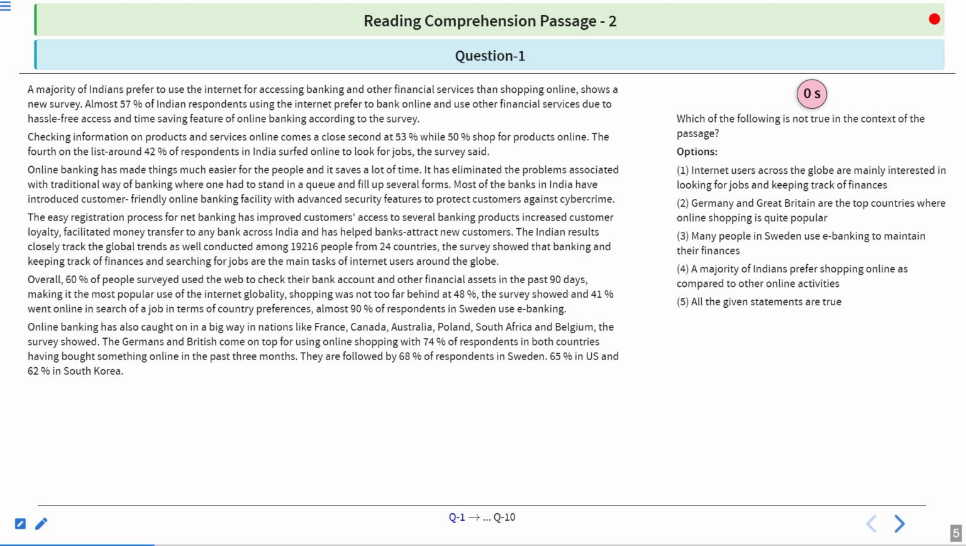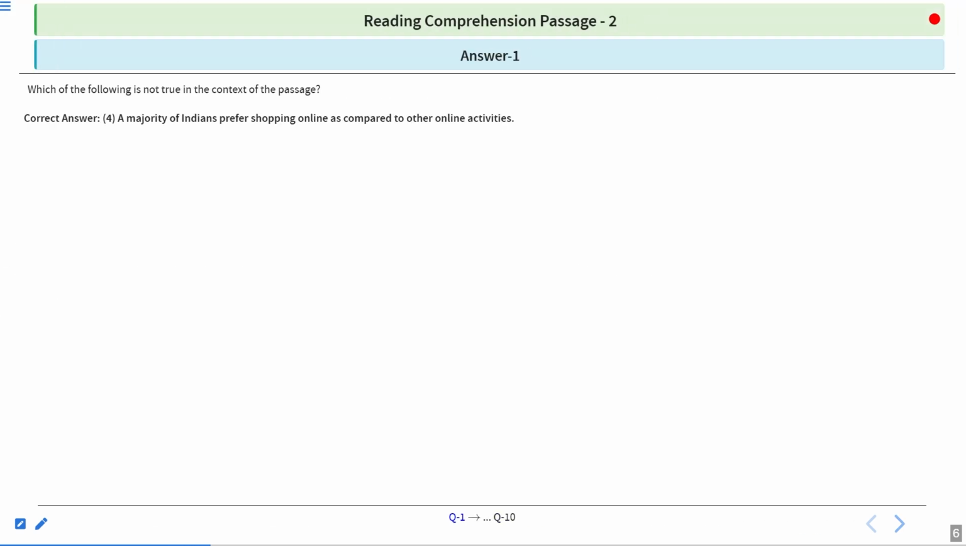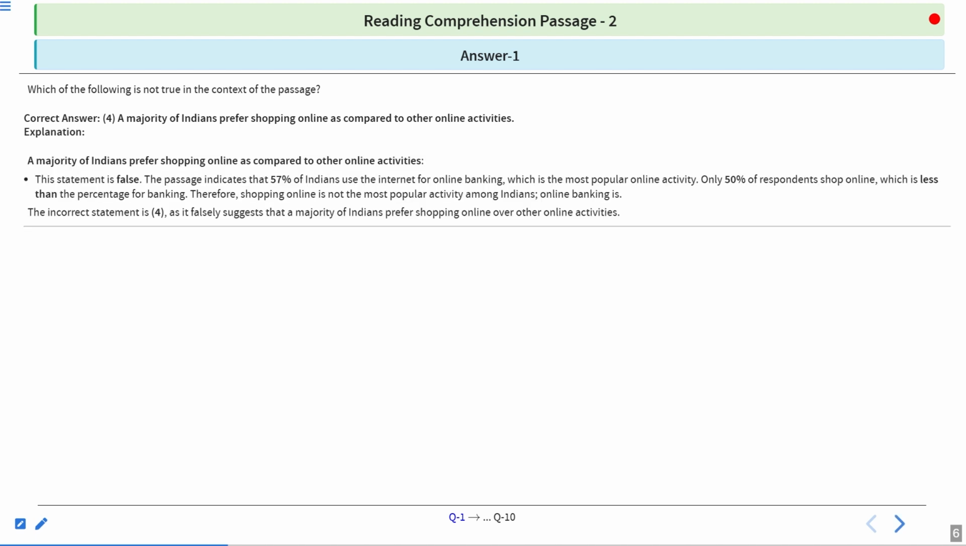I hope you've chosen the right one. Let's move to the correct answer. The correct answer is 4. A majority of Indians prefer shopping online as compared to other online activities. The explanation is a majority of Indians prefer shopping online as compared to other online activities.